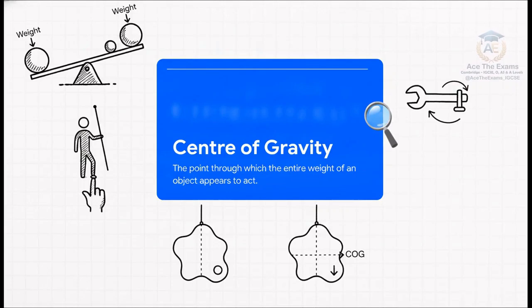So, we are shifting our focus now to an even harder example, turning effects. To master moments, you absolutely must first master the center of gravity. The definition you have to lock into your brain is this. The center of gravity is the point through which the entire weight of an object appears to act. When Cambridge tests you on stability or balancing beams, this is the invisible concept dictating every single mathematical interaction. It's basically the pivot point of your entire understanding of forces in equilibrium.